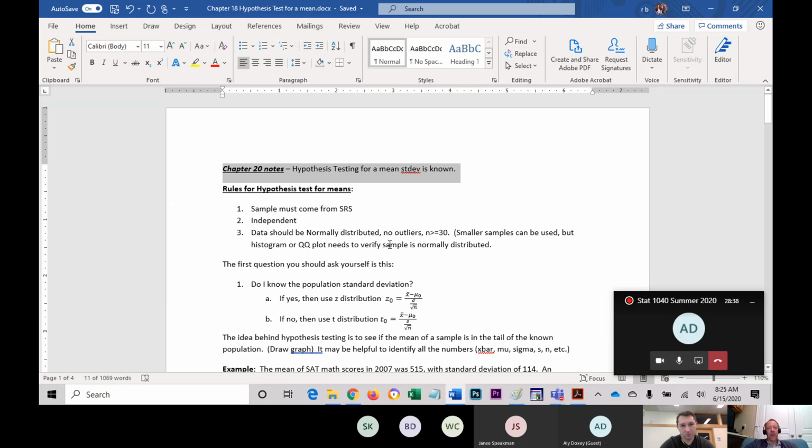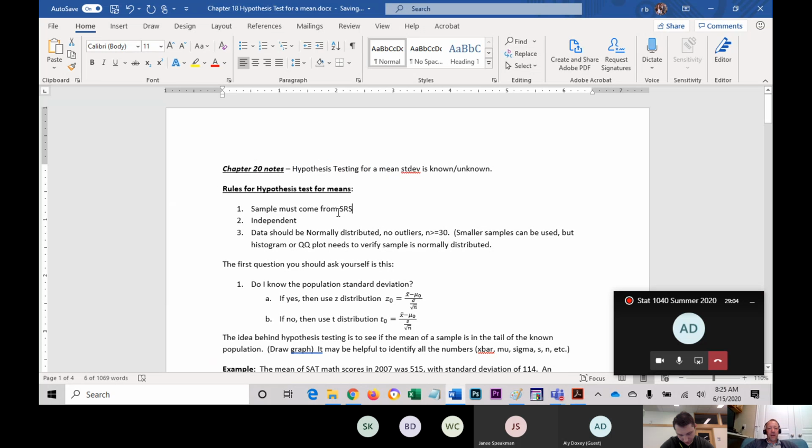So we're talking about hypothesis tests for a mean where standard deviation is either known or unknown. And so this whole idea of whether it's known or unknown is very important. In fact, maybe I should change it to known, unknown. Okay? So rules for the hypothesis test for the mean.